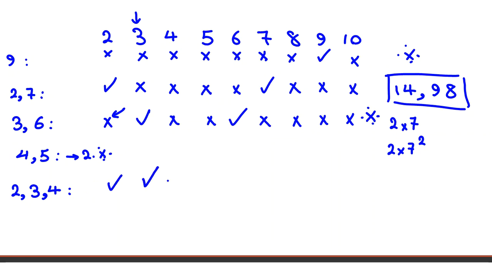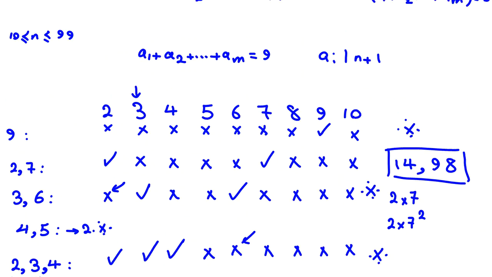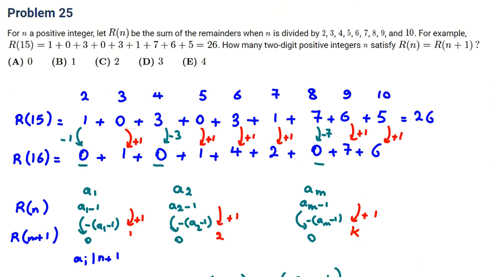So a multiple of 2, 3, 4, not 5, not 6, not 7, not 8, not 9, not 10. So here again we have a contradiction. Try to find it on your own. Pause the video again. It is a multiple of 2 and 3, so it is also a multiple of 6. So again we've reached another contradiction. So we found 14 and 98 for this problem.